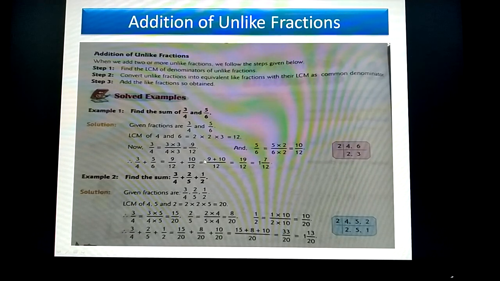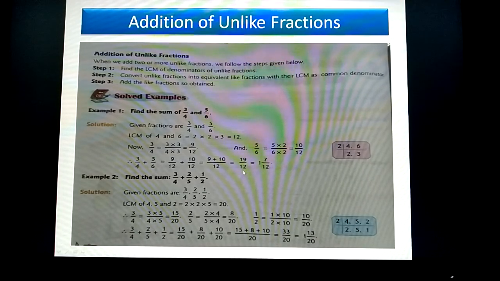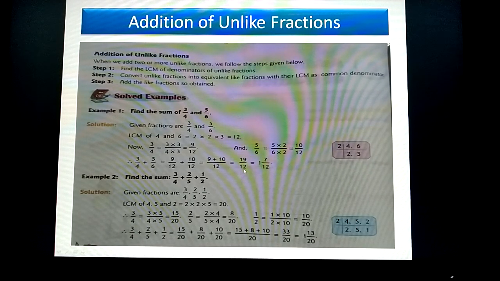Since now the denominators are the same, we can easily add the numerators. So it will become 9 plus 10, that is 19 by 12. And if we can reduce it, we will reduce it. And if we can't reduce it, then we just convert it to a mixed fraction. Even if we keep it as it is, 19 by 12, the answer is correct.